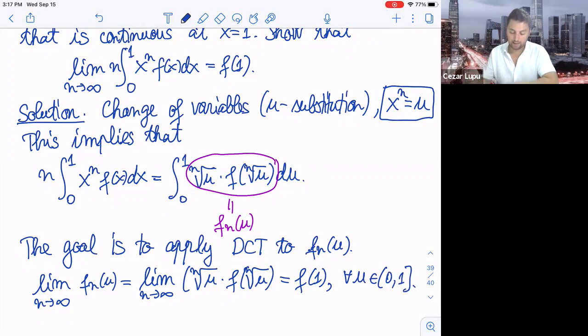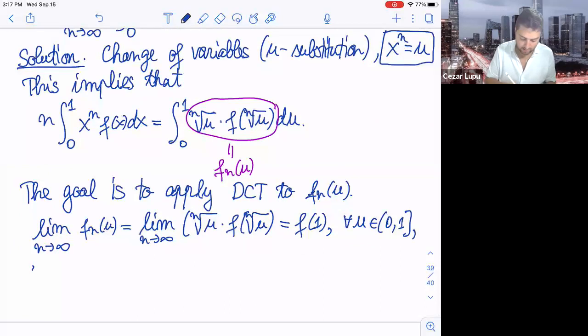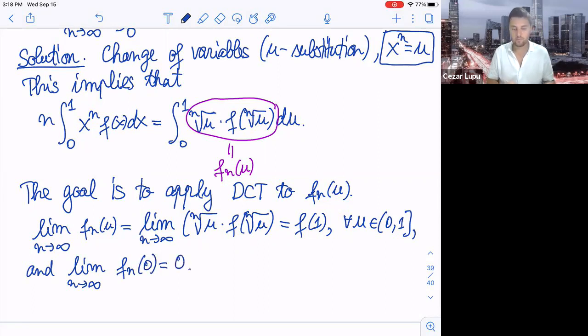And okay, we should be careful here with the limit as n approaches infinity. That's why it's important to be careful with the details in this case. At 0, f_n of 0 will be nothing else than just 0. Well, we don't care about this, since the set formed by the element 0 is negligible.